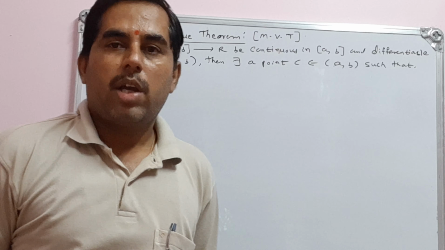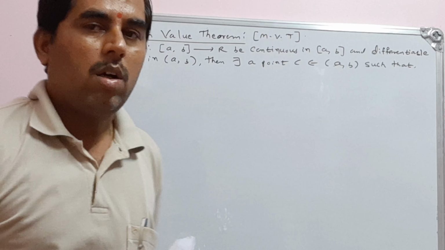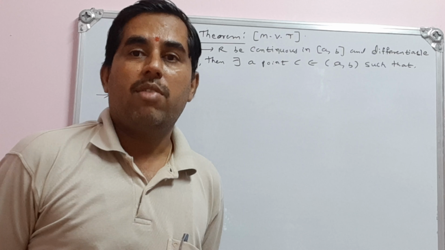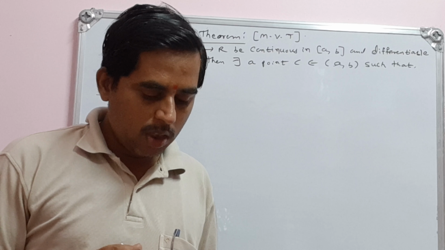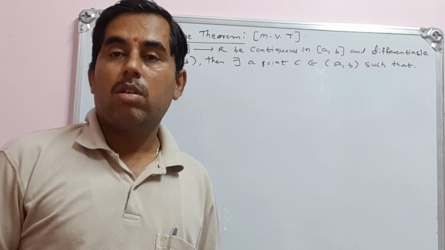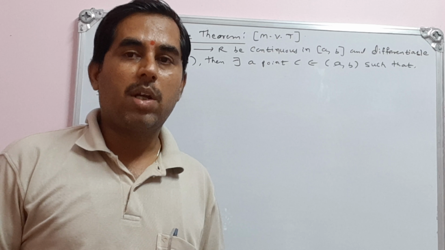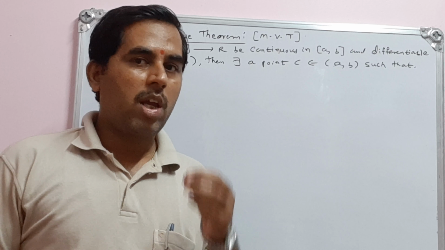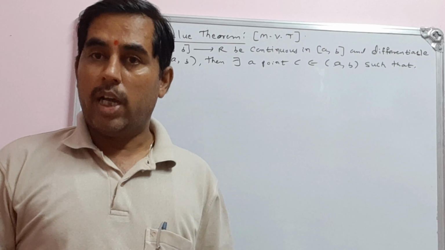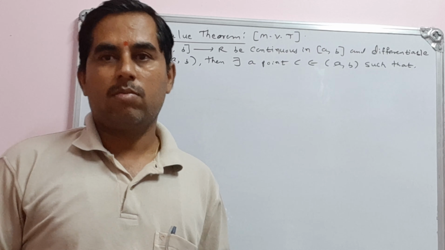See, in the previous class we have worked out some of the examples on verification of Rolle's theorem. So we have known the statement of Rolle's theorem. Few important points to remember there: function should be continuous, function should be differentiable, f of a is equal to f of b, then f dash of c is equal to 0.